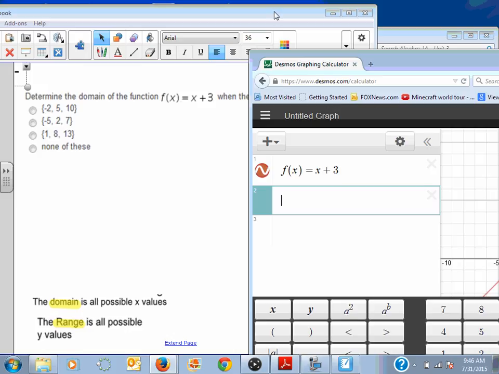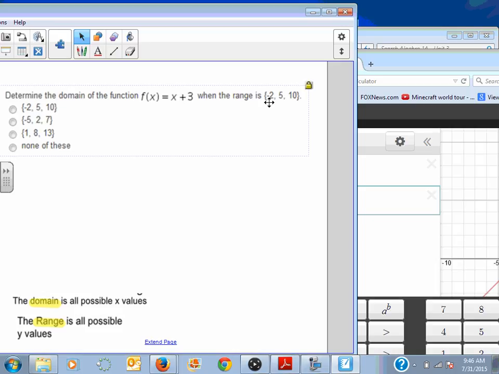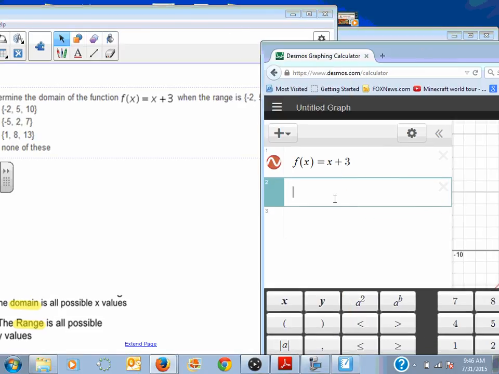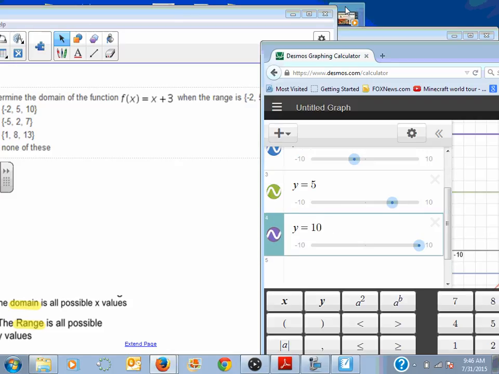All right, now, they want you to find the domain. And keep in mind, domain are going to be the x values. And they give you these range values over here, -2, 5, and 10. Since those are y values, we're going to say y equals -2, y equals 5, and y equals 10.